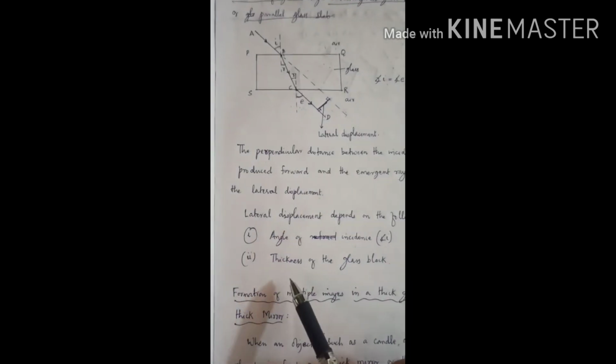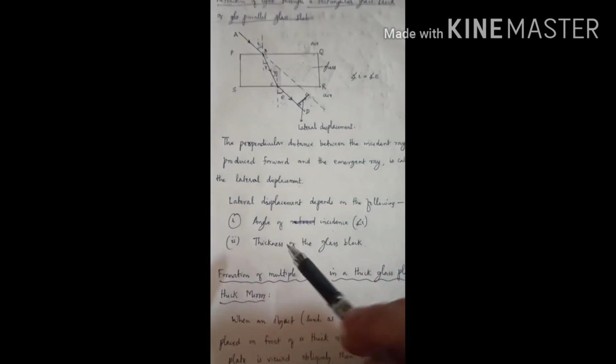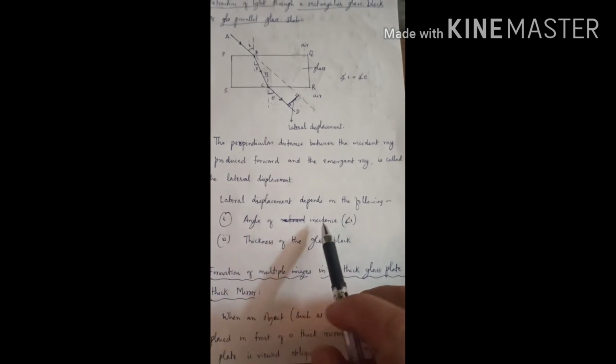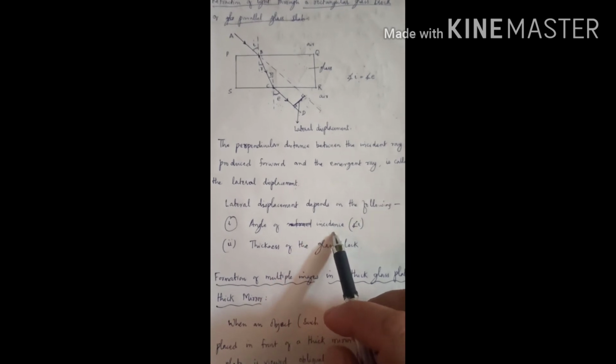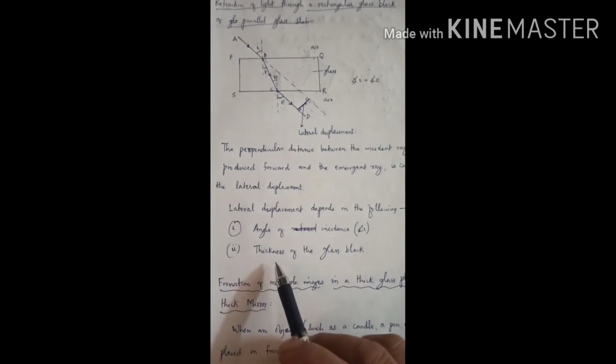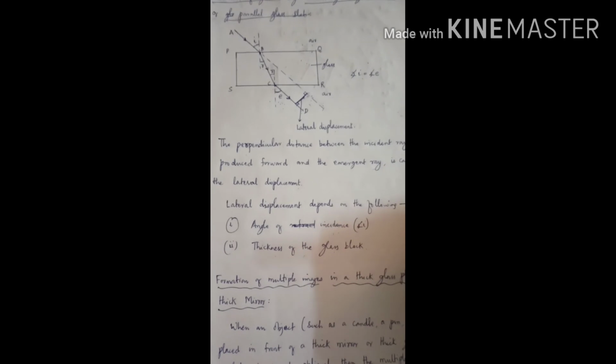It also depends on the thickness of the glass block. If the glass block is thicker, then lateral displacement will be more. If it is thin, lateral displacement will be less. So I have given you only 2 factors. First one is the angle of incidence. So lateral displacement increases with the increase in the angle of incidence. And the second factor is the thickness of the glass block. Thicker the glass block, more will be the lateral displacement.